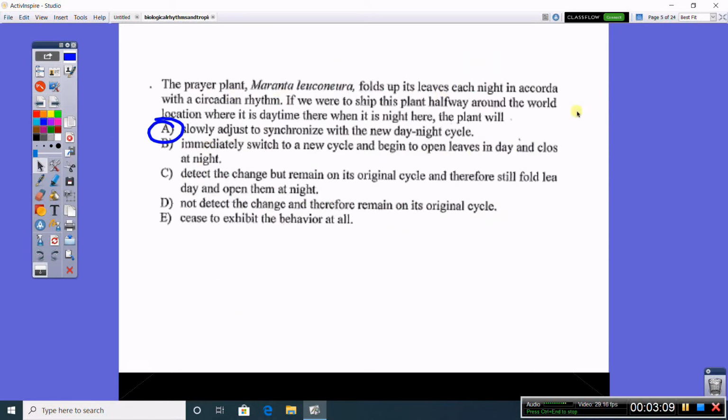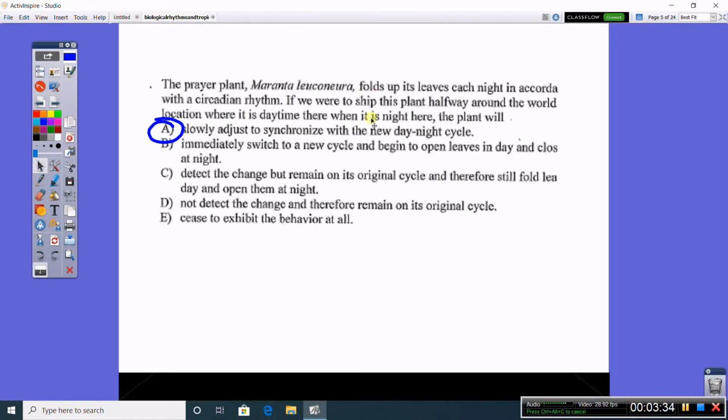So this multiple choice I thought was cool. It says the prayer plant Maranta leucoreura folds up its leaves each night in accordance with a circadian rhythm. If we were to ship this plant halfway around the world to a location where it is daytime there when it is night here, the plant will. And the correct answer is slowly adjust to synchronize with the new day-night cycle.